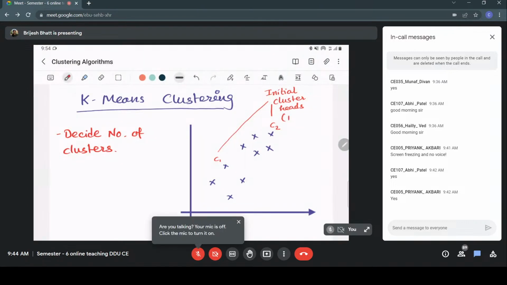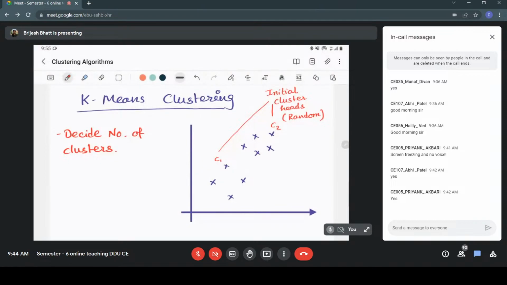Which we have randomly selected. So first we decide the number of clusters, then randomly select the initial cluster heads, and then we calculate the distance of each data point from both cluster heads.